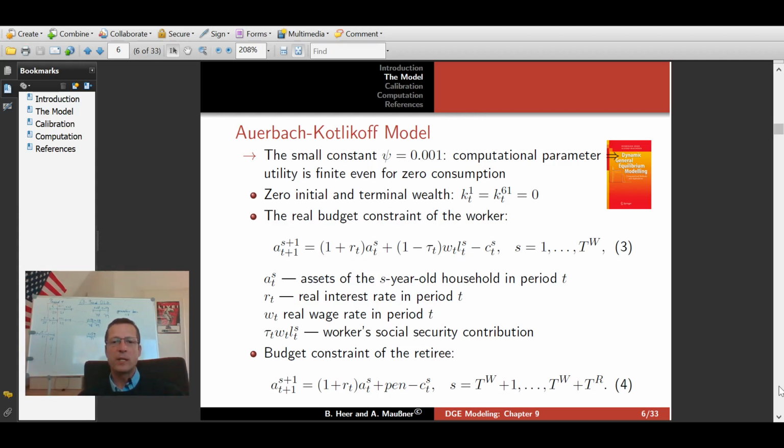So then our real budget constraint of the worker, equation 3, looks as follows. We get wage income, w_t l_s,t. w_t is our real wage. We work l_s,t hours. Tau_t is our social security contribution tax. Our social security tax, tau, will be imposed only on earnings, on labor income. So 1 minus tau times w l is our net labor income, our net earnings.